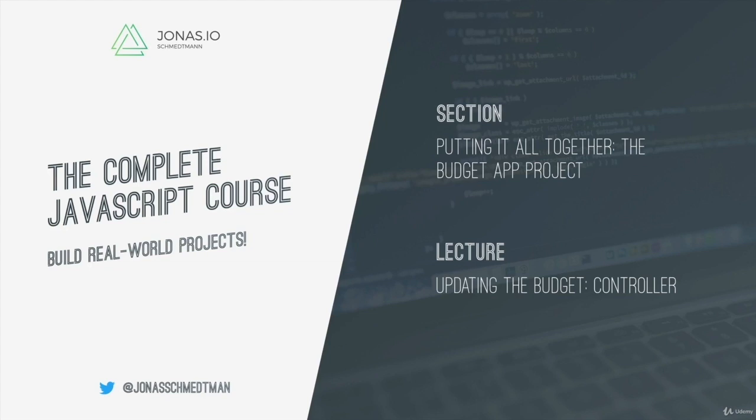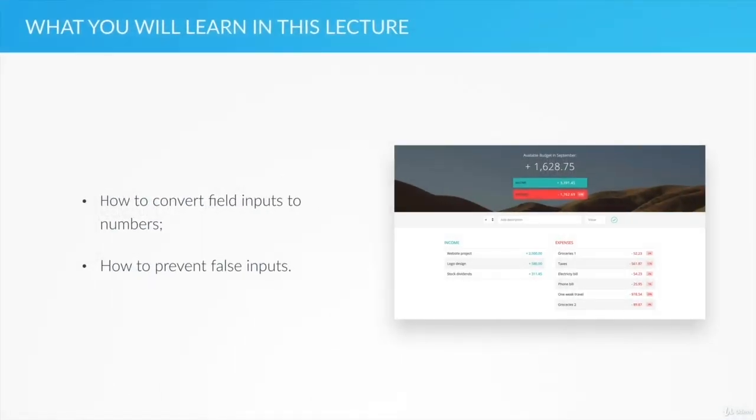In this lecture, we're going to start working on updating the budget, and the first step is to look at our controller module. We'll also fix some minor problems that our app still has at this point. And so you'll learn how to convert field inputs to numbers, and you'll also learn how to prevent false inputs.